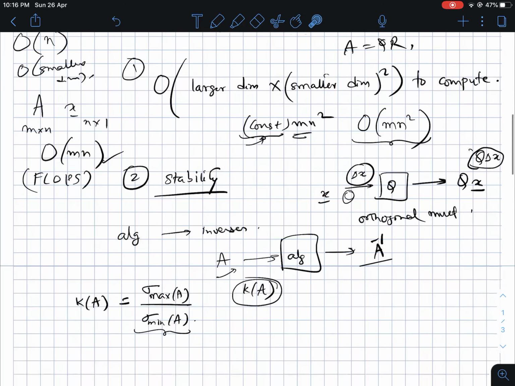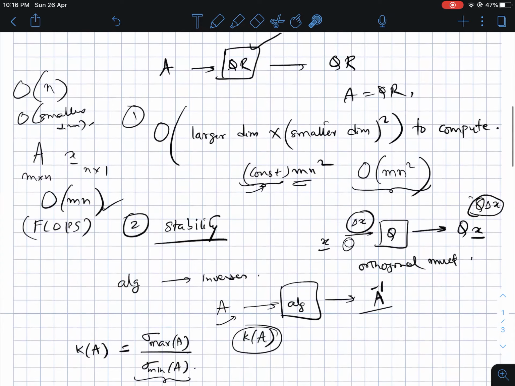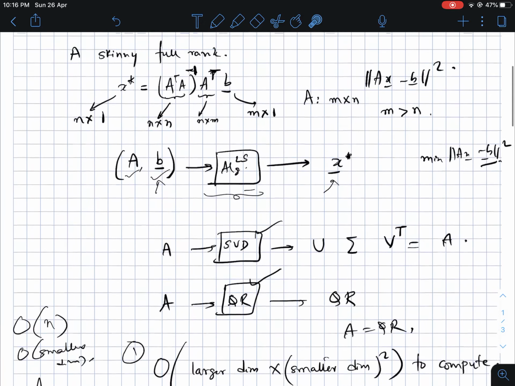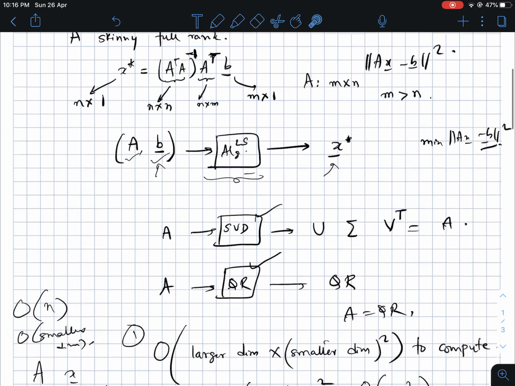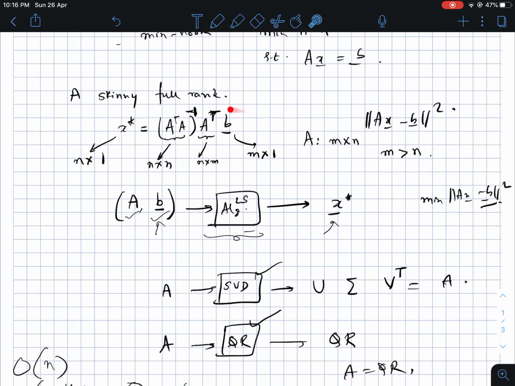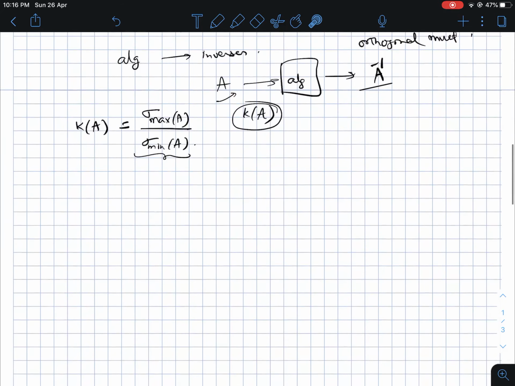Okay, fine. So with that in mind, let us discuss the most naive and simple algorithm to find the least square solution, which is to directly find this quantity. So let's try to compute (A transpose A) inverse A transpose B. The input to the algorithm is A, an M cross N matrix, and B, an M cross 1 vector.